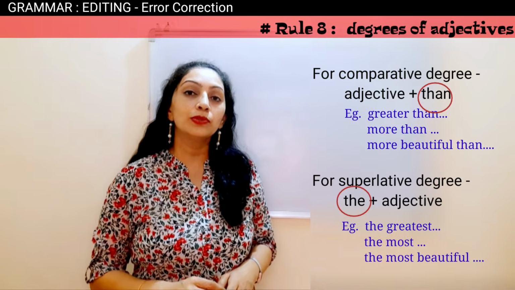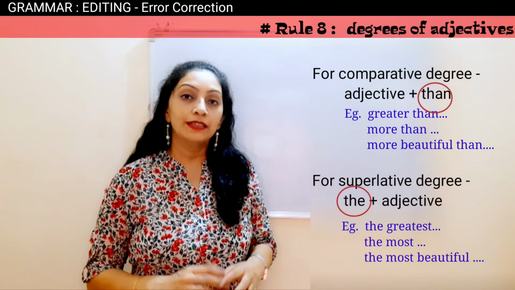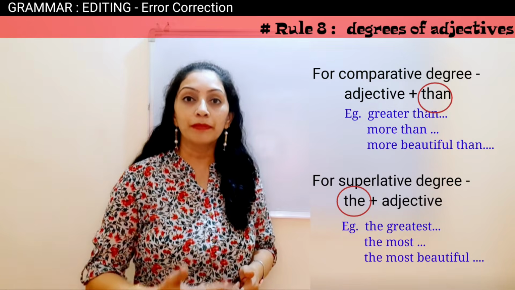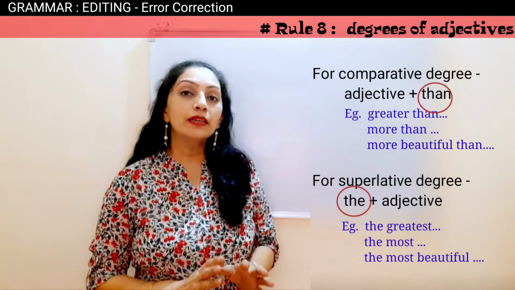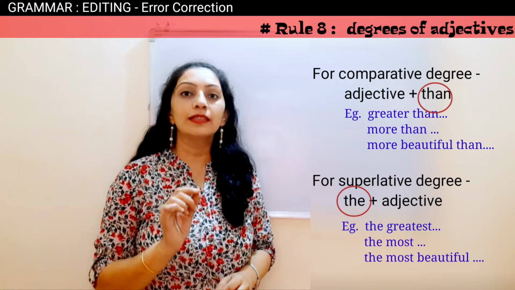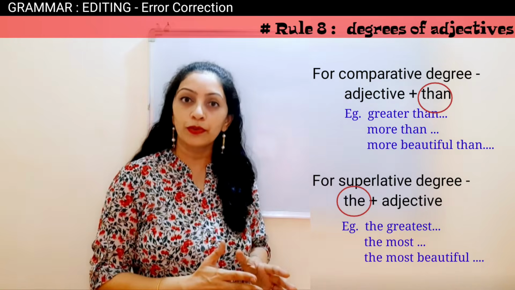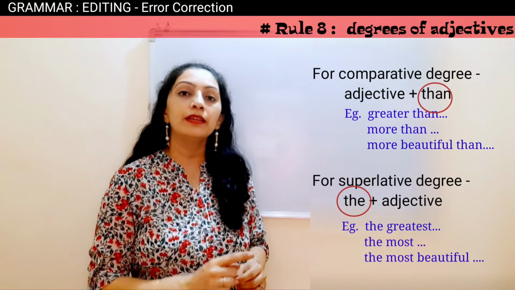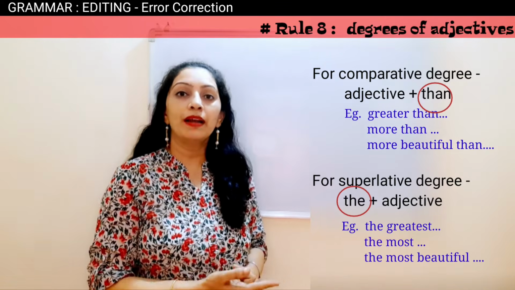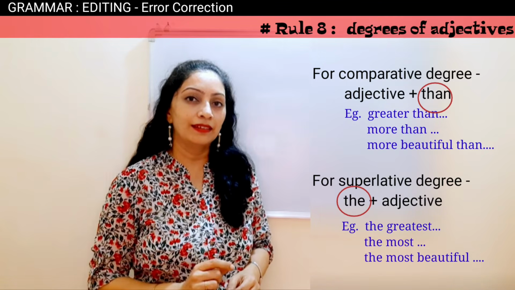The next one is to know the degree of adjectives. Degrees of adjectives are positive, comparative, and superlative. Now here, the point to be noted is, if there is any adjective which is in the comparative form, then it should be followed by the word than.